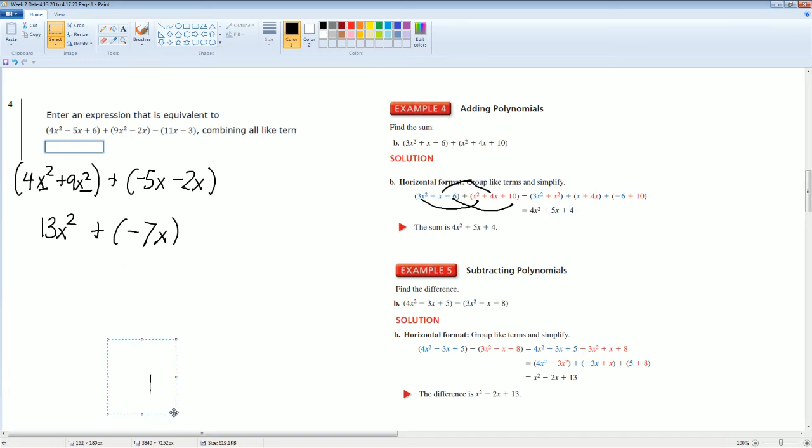All right. Then let's do the last part. The 6 is left untouched, so it was just plus 6. Okay? So it was just 13x squared minus 7x plus 6. That's just another way of writing this. Okay? Then you have this part, where you subtract 11x minus 3.